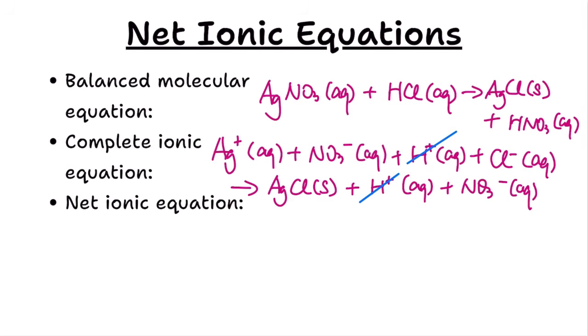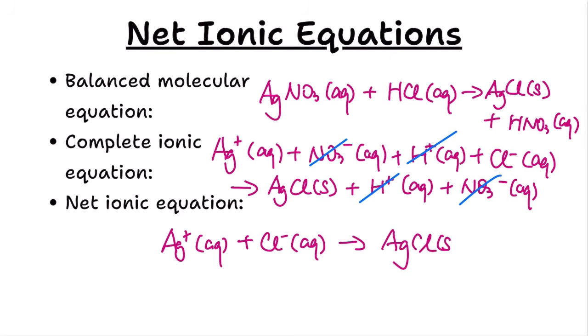Okay, so protons and protons are canceled out, and nitrates are also canceled out. So eventually, for the net ionic equation, after you cancel out everything, it will be silver cations in aqueous state reacting with chloride anions to produce silver chloride solid. So the purpose of the net ionic equation is to demonstrate what's really participating in the reaction.